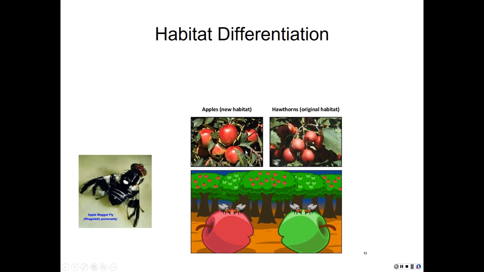And this also meant that there was a temporal isolation mechanism happening here, right? The hawthorn flies were not mating with the apple flies because they were sexually maturing at different times of the year. So despite the fact that the apple tree might be right next to the hawthorn tree, they didn't have opportunity for interbreeding. So this could lead to reproductive isolation.